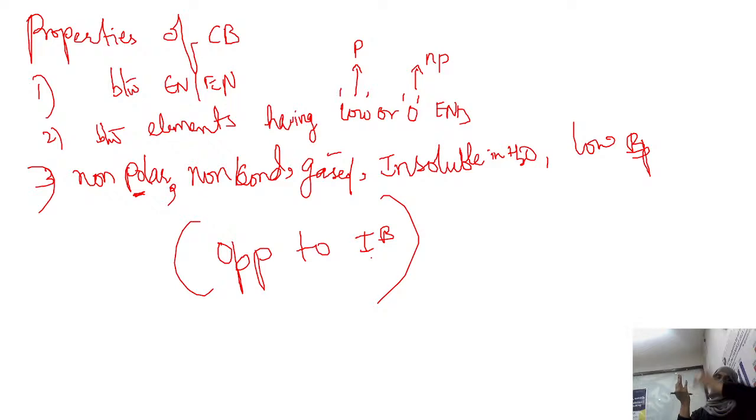You can even just check back when you're writing notes, just check the properties. There I had written high electronegativity difference. Here I'm writing low and zero. Polar, non-polar. Good conductor, bad conductor. Solids, gases. Insoluble, soluble. All those things. Is it clear?